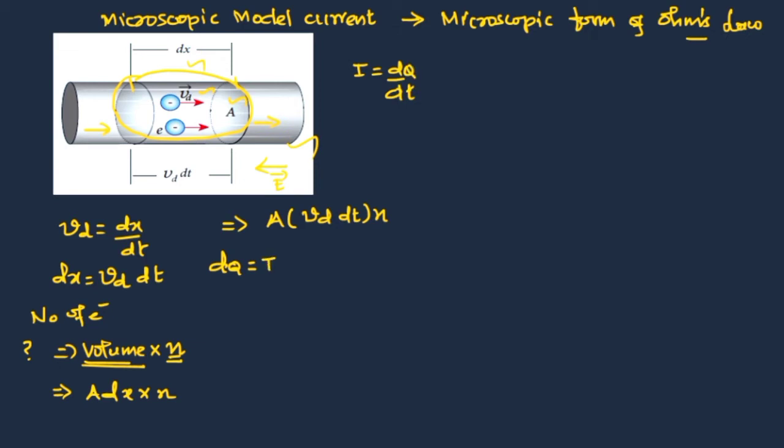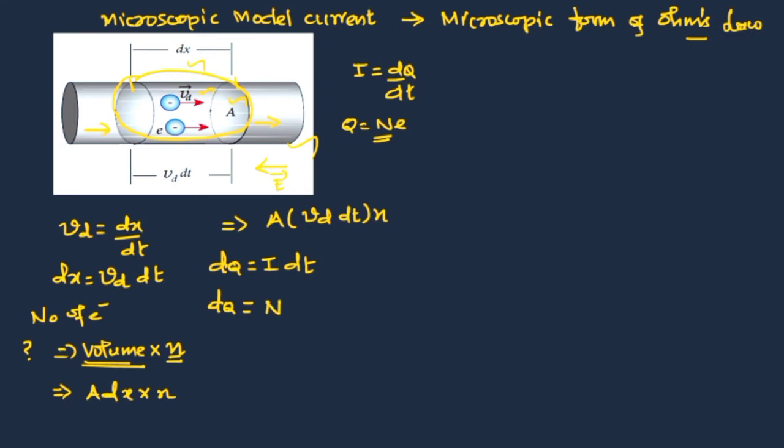Now dt is current into time, and this current is at the same time dq can be written as the total number of electrons, because we already know this one expression, q is equal to Ne, where N is the total number of electrons in this region.